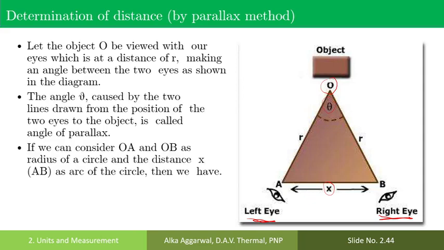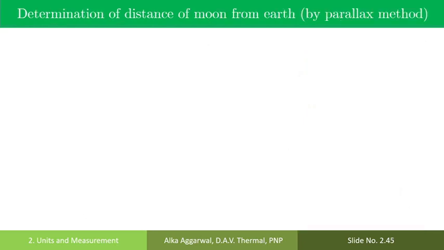If we consider OA and OB as the radius of circle and the distance x as an arc of the circle, then we have theta equals x upon r. That is, r equals x upon theta. If the value of basis and the parallactic angle is known, we can find out the distance. This method is used to find the distance of the moon from the earth.